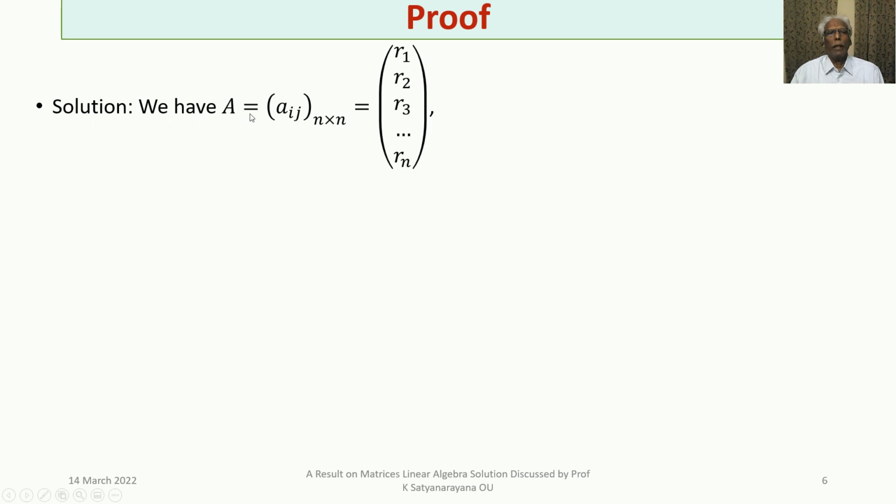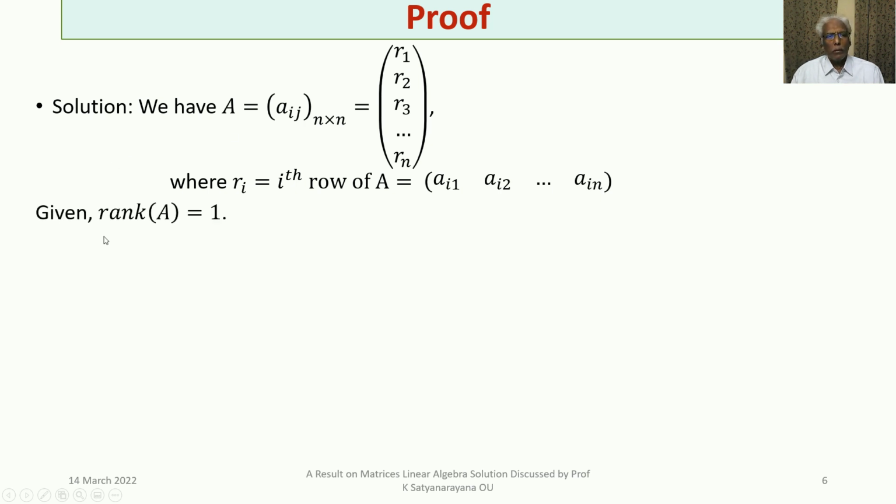Solution. We have A is an n by n matrix, A_ij, where the ith row, jth column element is A_ij. So this we have written as row 1, row 2, row 3, up to row n, where Ri is the ith row of A, which will be Ai1, Ai2, etc., Ain. We are given the rank of A is equal to 1.